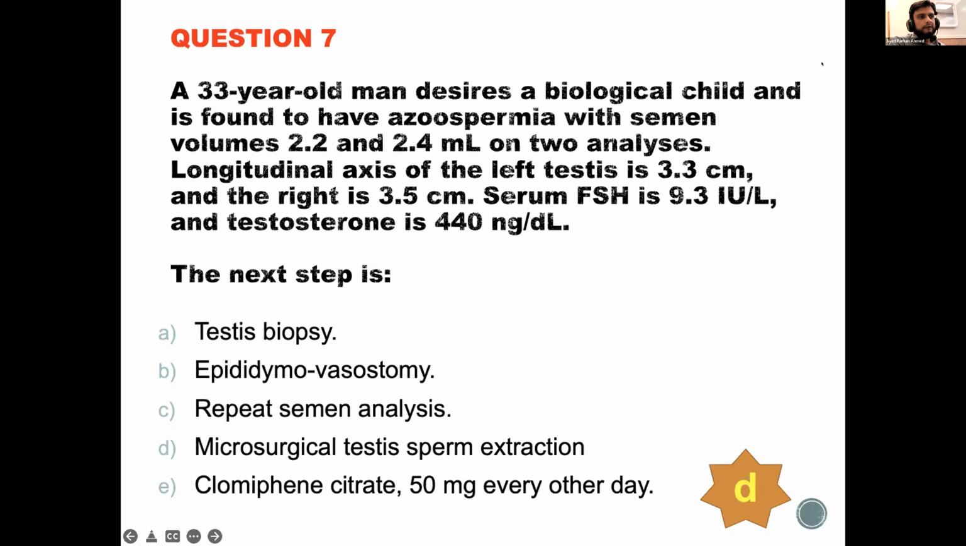If the first TESE is negative for sperms, then we can go for a micro-TESE after checking the microdeletion of the Y chromosome genes. So we can go for microsurgical testis sperm extraction. Yes, this is the answer, but it should be done after TESE is negative.